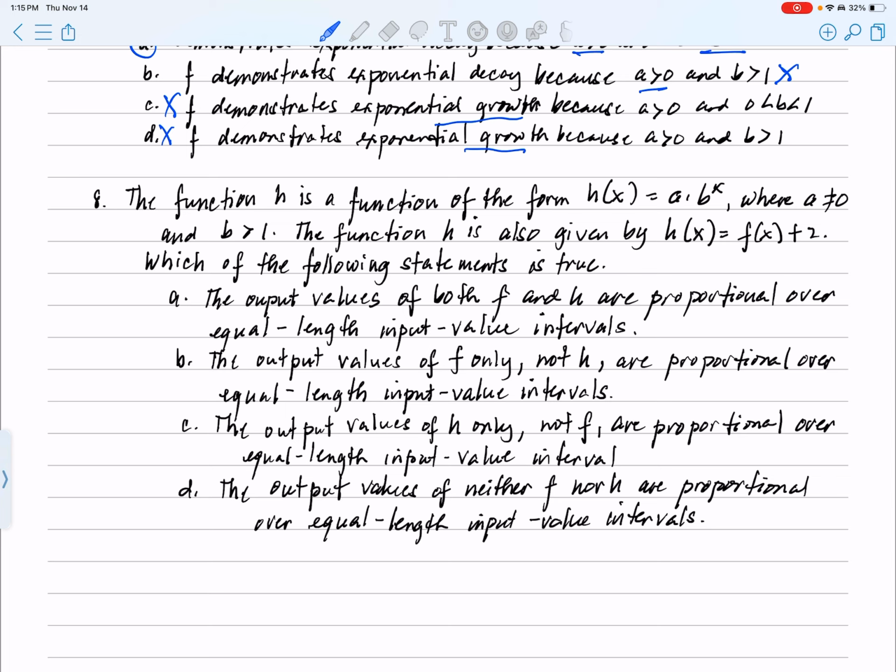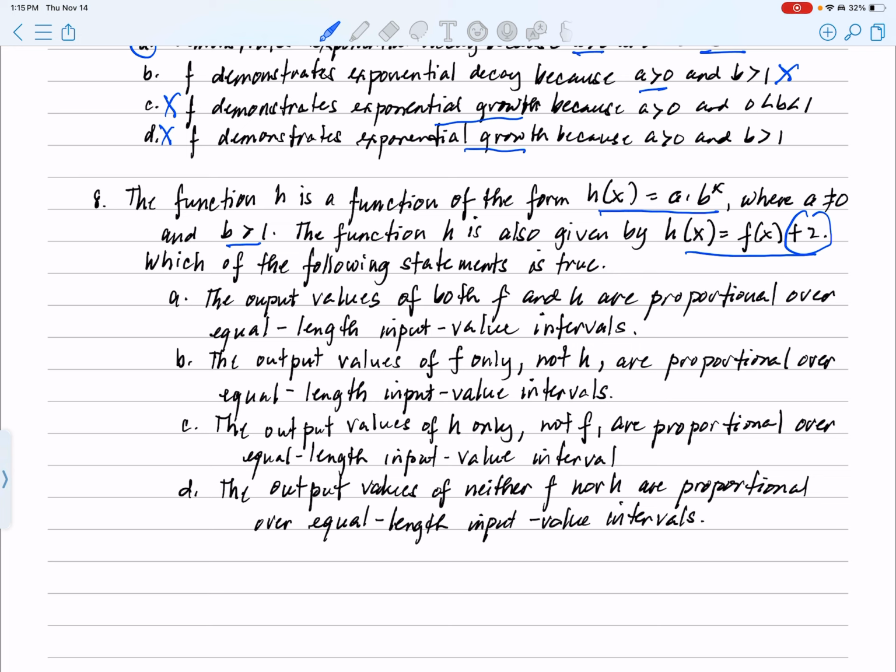The function h is a function of the form h of x equals a times b to the power of x, where a is not equal to 0 and b is greater than 1. The function h is also given by h of x equals f of x plus 2. So if you could see this plus 2, there is a translation taking place. Okay?